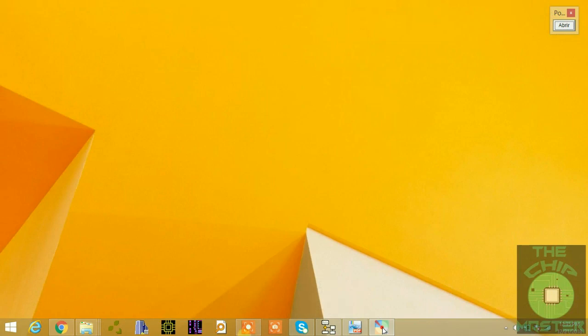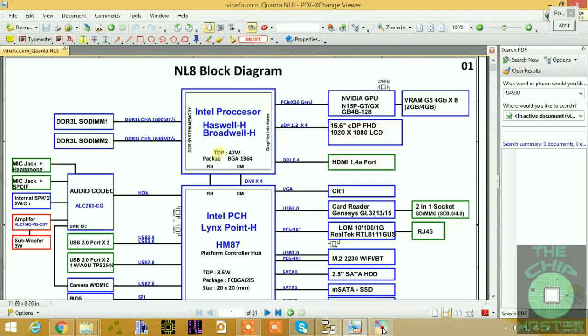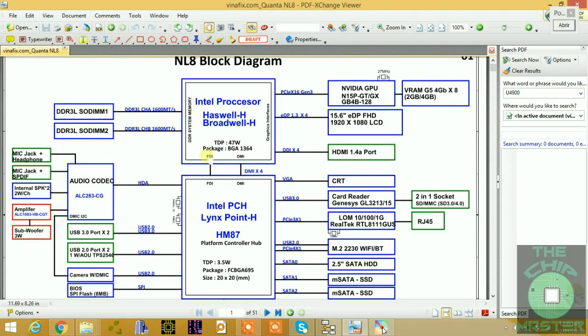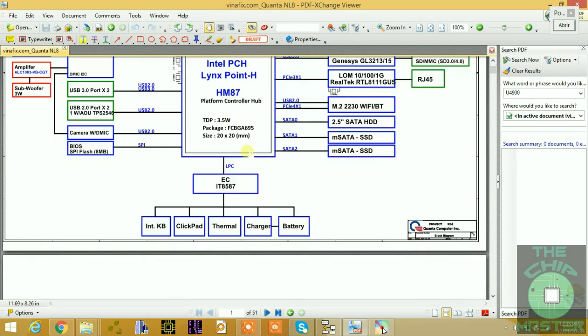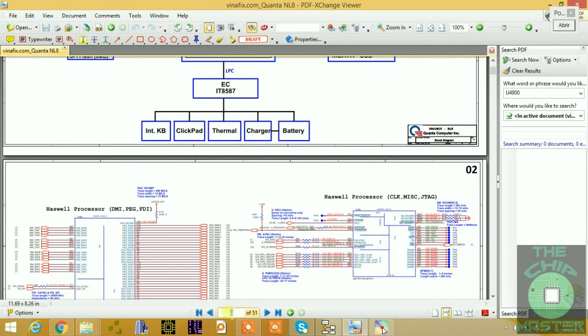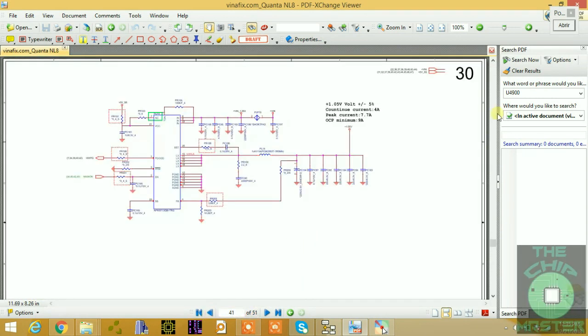I have a diagram here, right? So here's the diagram, and this is the NL8 schematic, right? And this one is the Linux point, which is the Intel Series 8, as I said before. So I am going to go to the charging section. Let's say page 42, I'm not sure. Alright, so let's find the charging page.